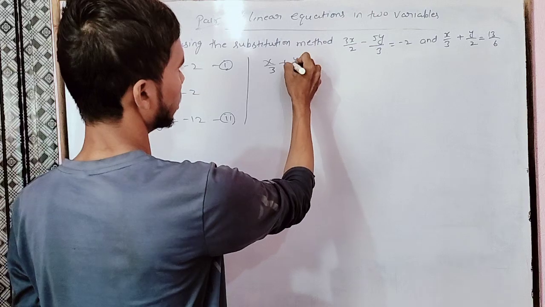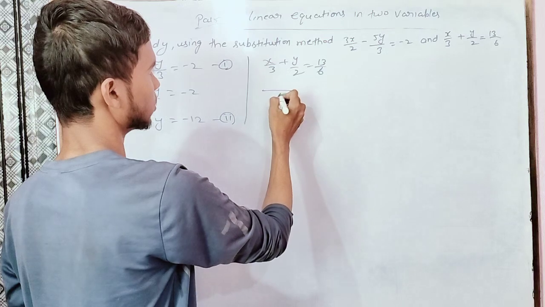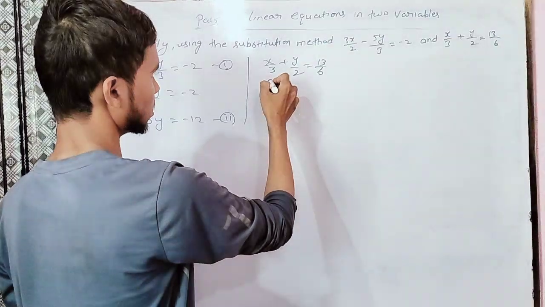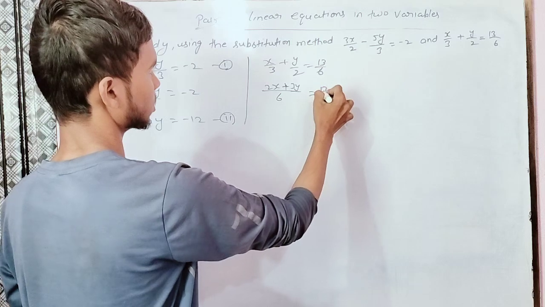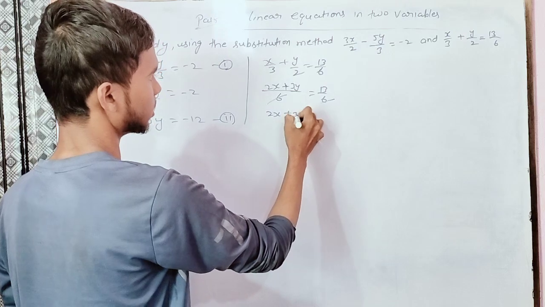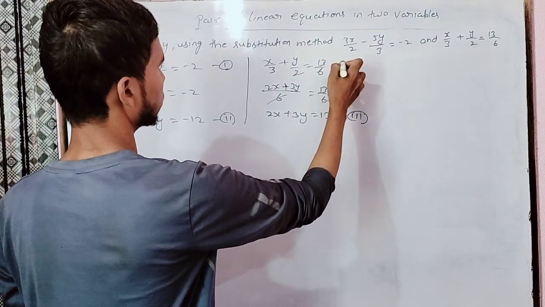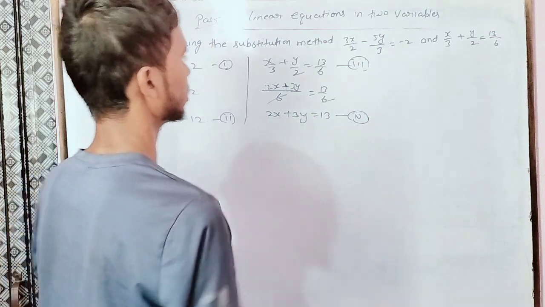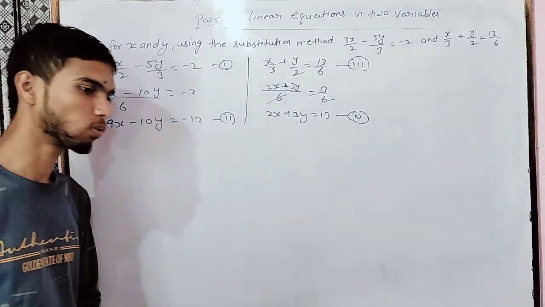Next we have x upon 3 plus y upon 2 is equal to 13 upon 6. 13 upon 6, 3 times 2 is 6. Okay, here 2x plus 3y, so 6 will get cancelled out. We got 2x plus 3y is equal to 13. This is the third equation. Hold on. This was the third equation, and now this is the fourth equation. Now from here we will find the value of one variable.